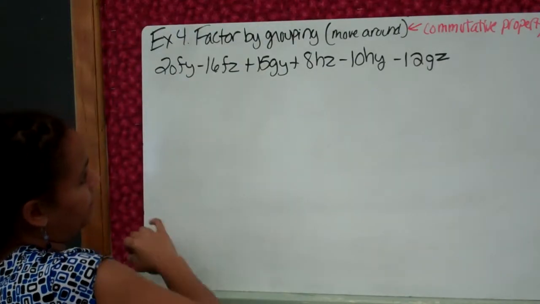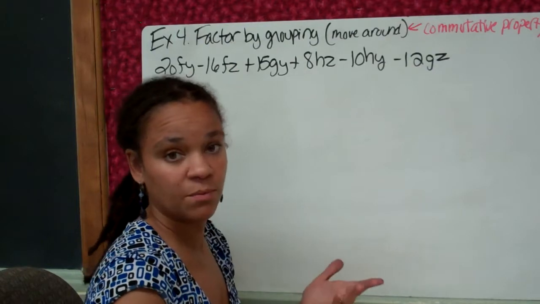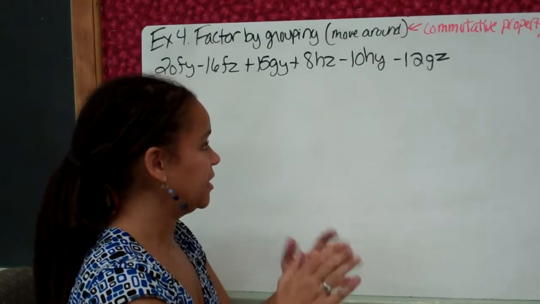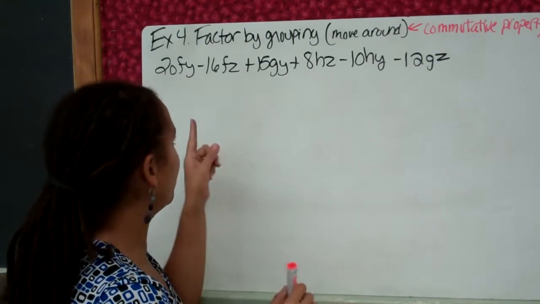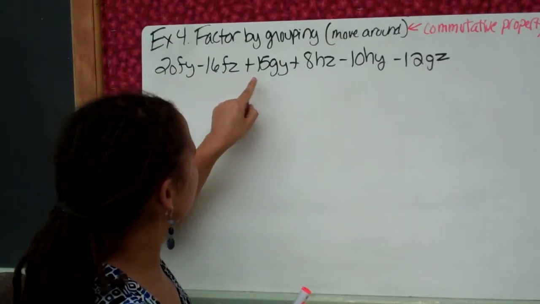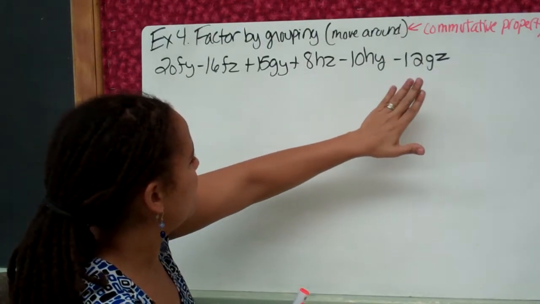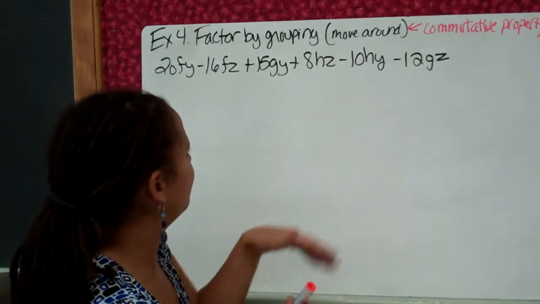One more example today. Factor by grouping, move around. This is the commutative property. The last one was set up really nice for you. It was already in its little factored form. So let's look at what we have here. We have y's, z's, that has a y, that has a z, that has a y, that has a z. And then the g and the h, none of them have all of them in common.